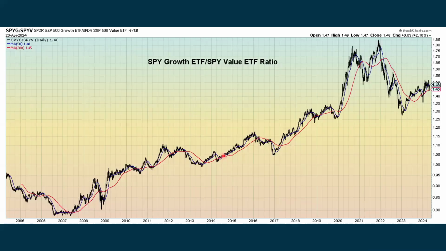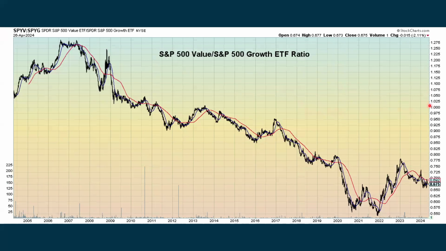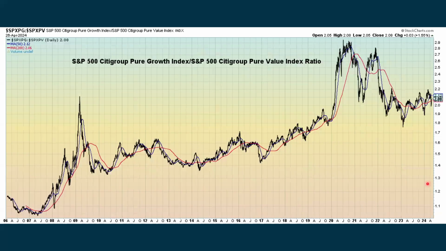Here is an ETF of growth to value where it's still in an uptrend. It's kind of hard to see, but the blue line's above the red line. Even though it's been pulling back this past week, it did see a bit of a bounce. Here's an inverse of that same chart showing how value has been underperforming. It bounced up to this red line, which is a moving average, and then has been coming back down.